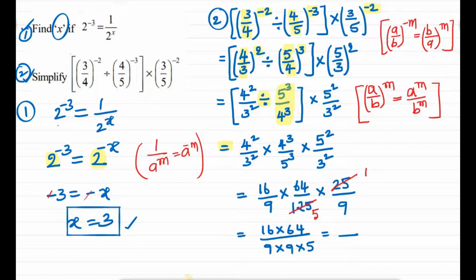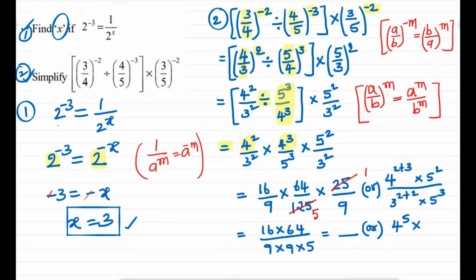Otherwise we can solve in a different way here, like I'll keep this as is, 4 to the power of 2 and 4 to the power of 3. So what I do is adding the powers, since the bases are equal: 4 power 2 plus 3 into 5 power 2 by, here 3 power 2 and 3 power 2 is there, so we write 3 power 2 plus 2 into 5 power 3. So we can simplify this as 4 power 5 into 5 power 2 by 3 power 4 into 5 power 3.